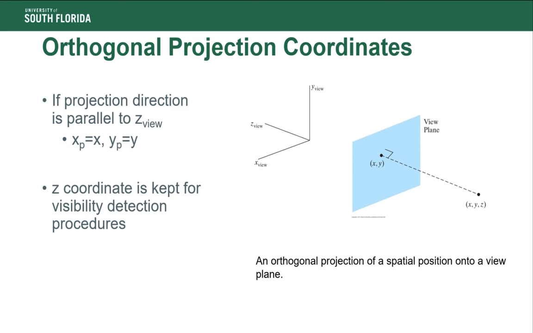Suppose we want to do an orthogonal projection along the z-axis, then any point xyz maps to xy in the projection plane. We don't forget the value of z, though, as it is used in doing the visible test.